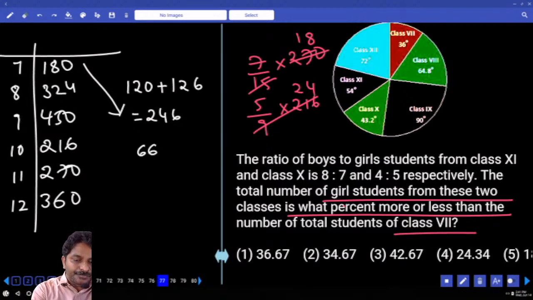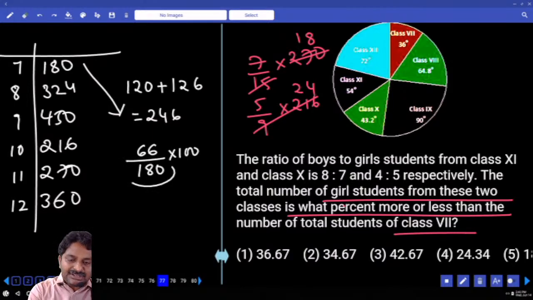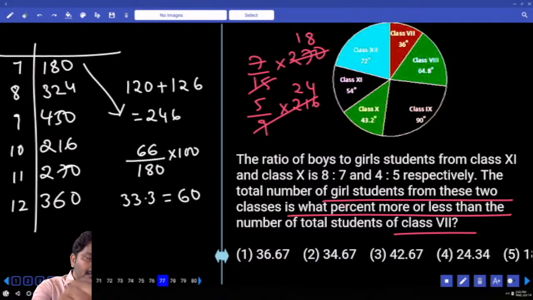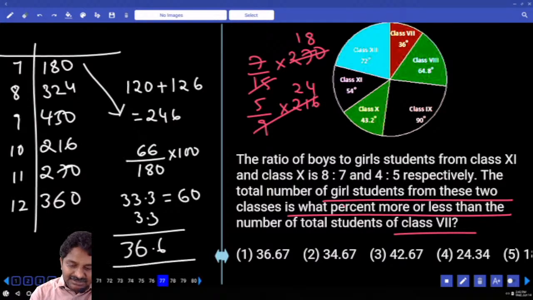How much more? Upon into 100. What is 1/3 of the denominator? 60. That means 33.33% is equal to 60 only. Now our numerator is how much more? 6 in the sense 10% of this number only. 10% in the sense 3.33 only. That means 36.6.